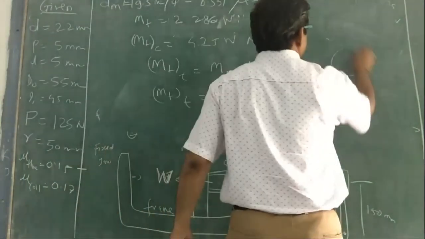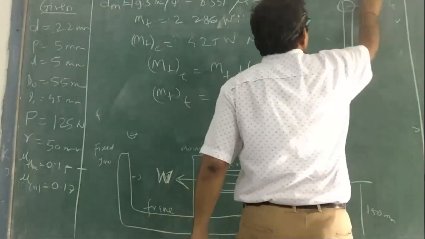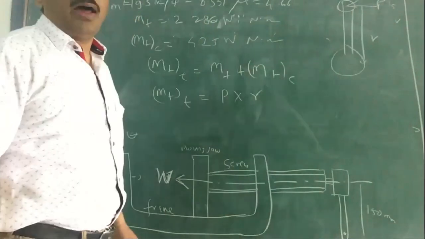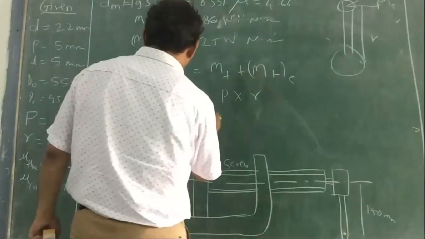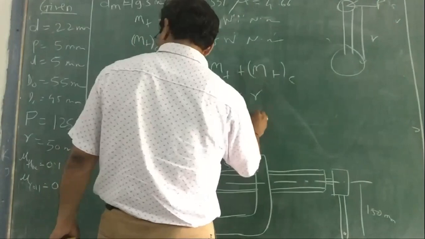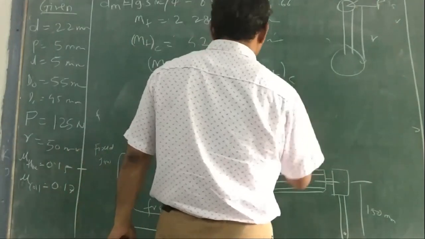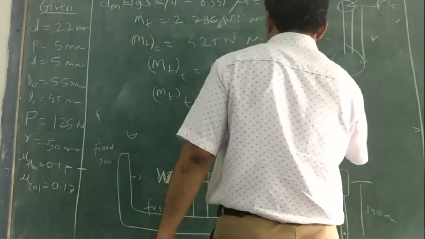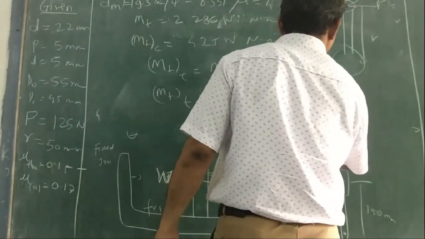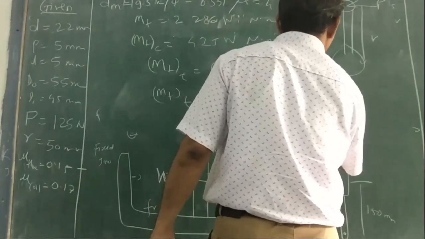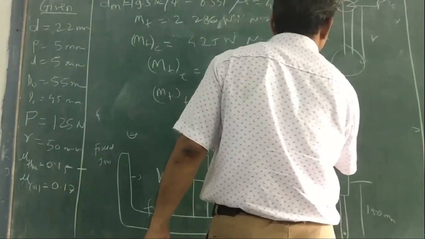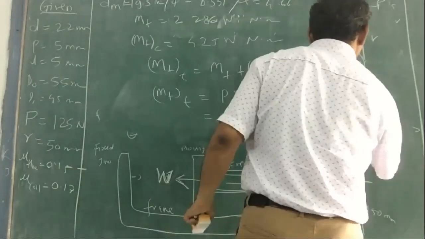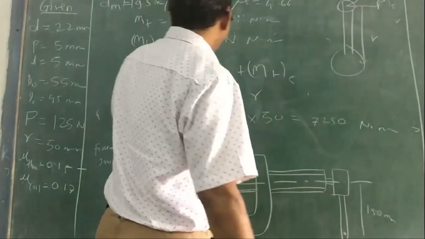So now this is the handle, right? This is the P and this is R. So P into R will be your input torque. P is 125, R is 50. So this will be 125 into 50, which comes to 6250, not 750 Newton. Okay, so we'll put that here, right?